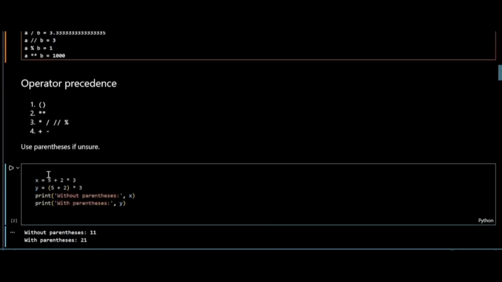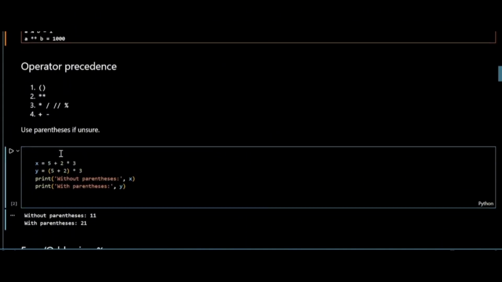Okay. Next we have operator precedence. Precedence means, if you have a mathematical expression, what will be evaluated first? In this case we have brackets, then the power symbol, then multiplication, division, floor division, and modulus, which have the same precedence, and the same goes for plus and minus. So precedence goes this way. The brackets will be evaluated first, then the double asterisk, the power, and then so on.